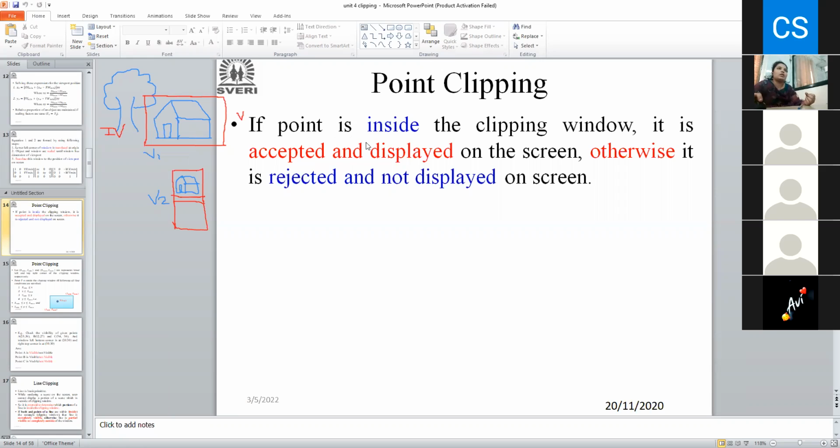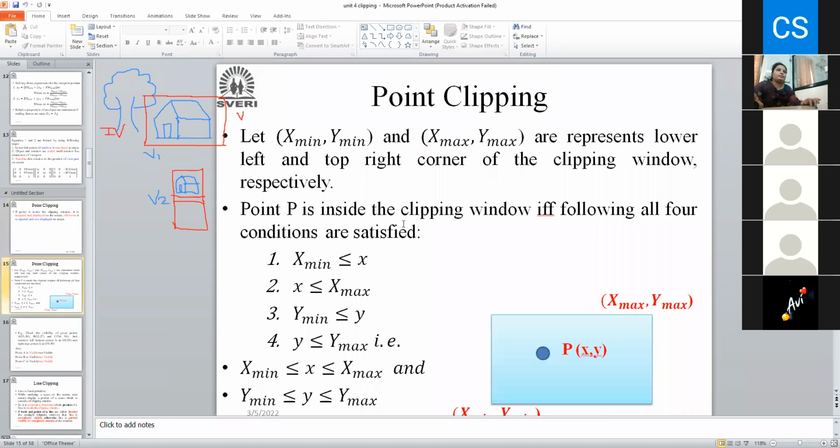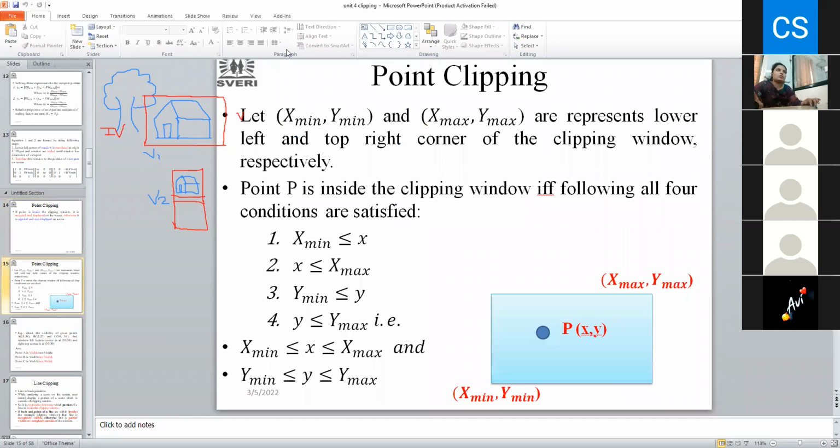So if the point is inside the window, then it is observed as accepted and we are going to display it on the screen. Otherwise, if the point is outside, then we are going to reject that and it is not considered for displaying on the screen. That is called as point clipping. So here is the point clipping example.